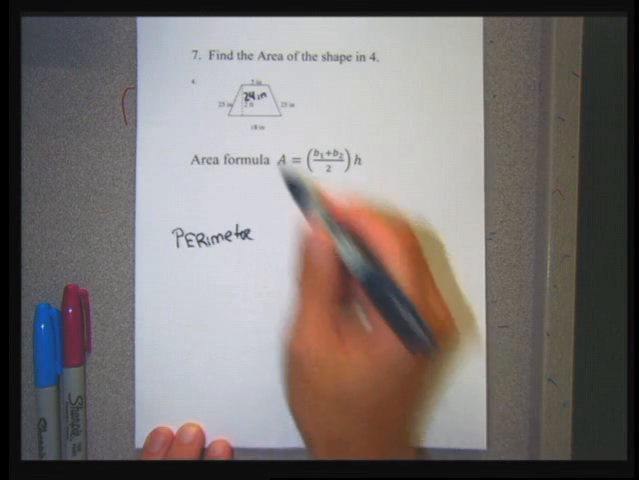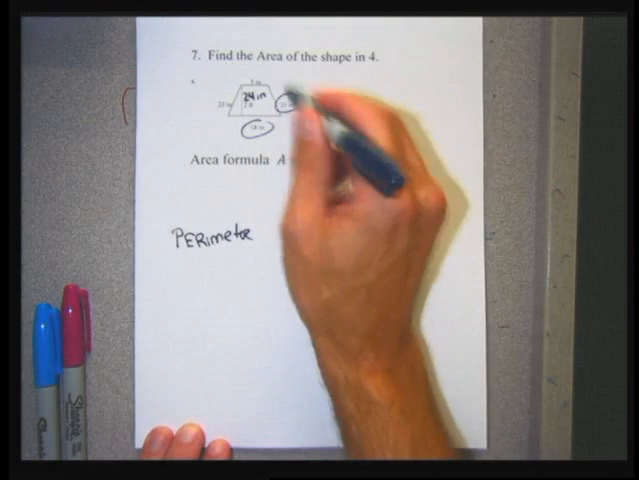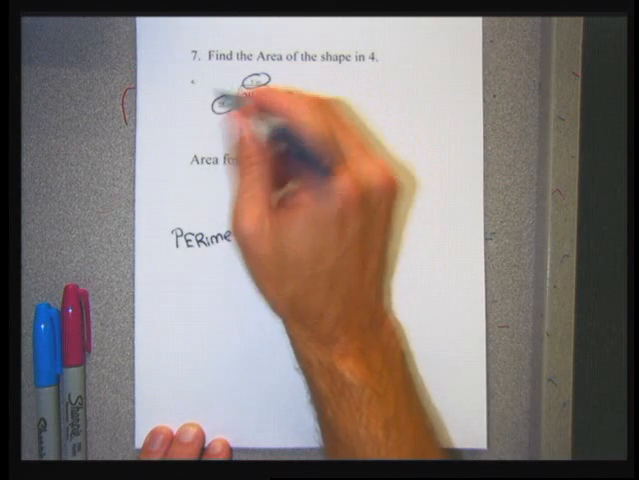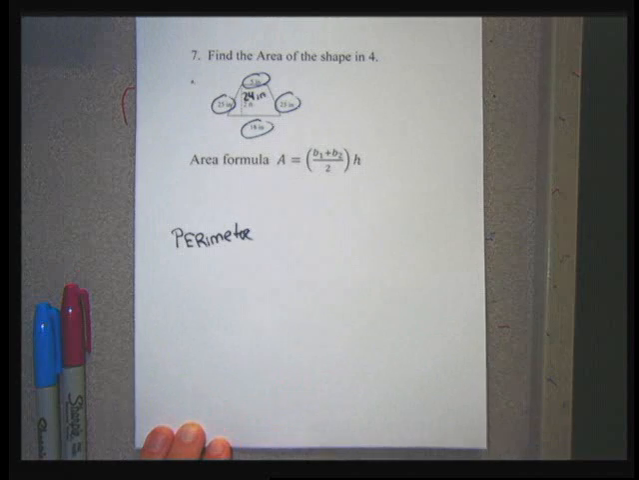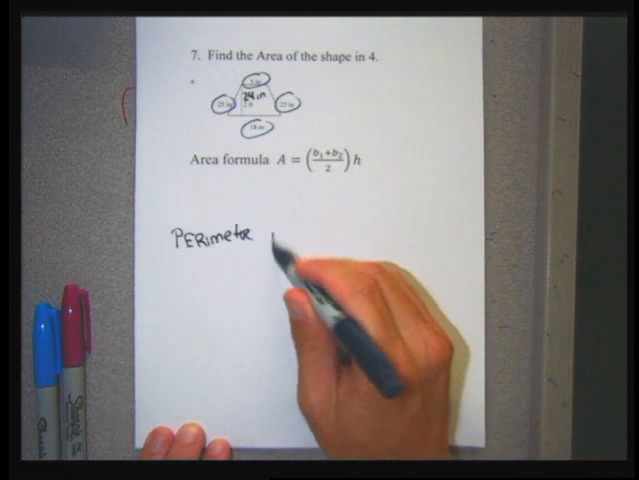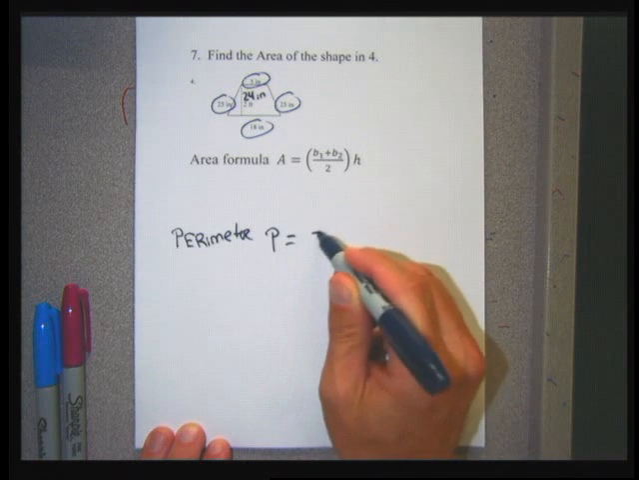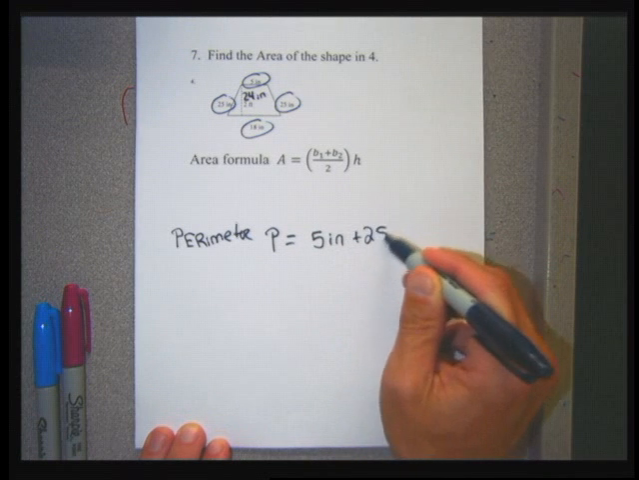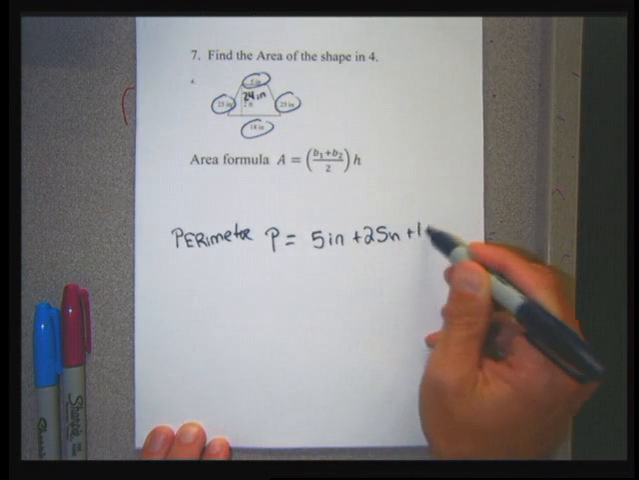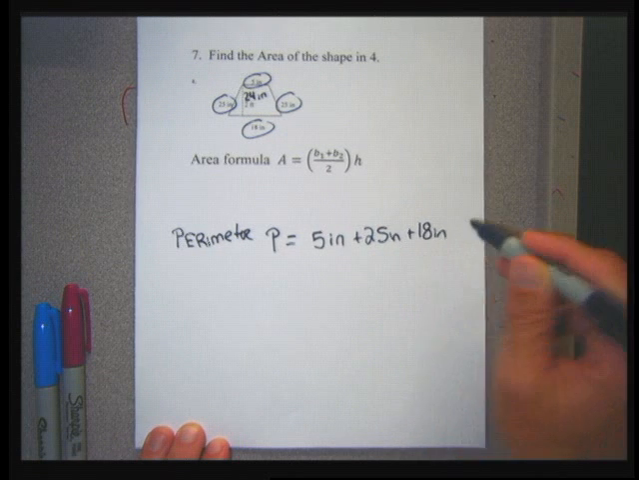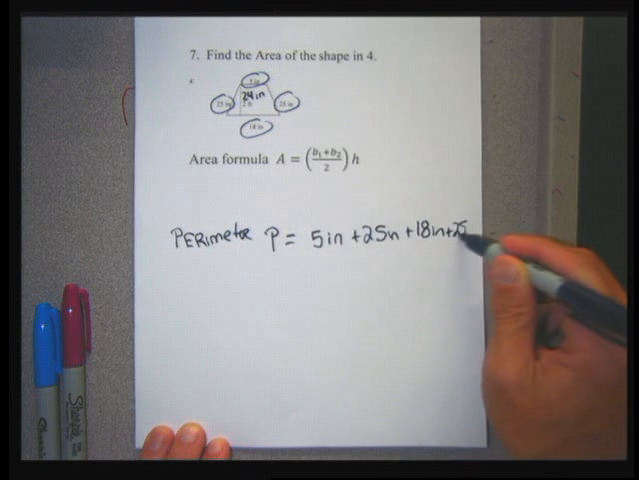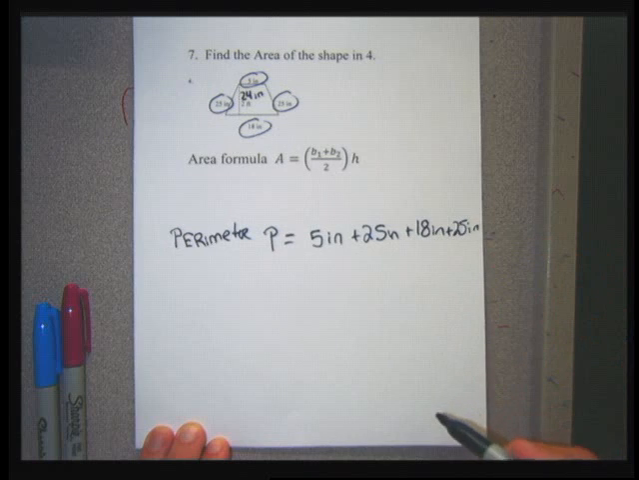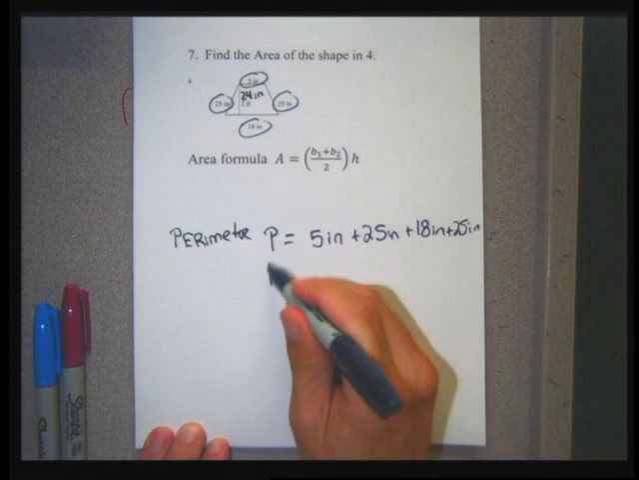The perimeter is just the sum of all the sides. The height isn't a side, that dashed line isn't a side. The perimeter of this trapezoid, I'll write P equals 5 inches plus 25 inches plus 18 inches plus 25 inches. I'm just adding up the length of each of the sides.